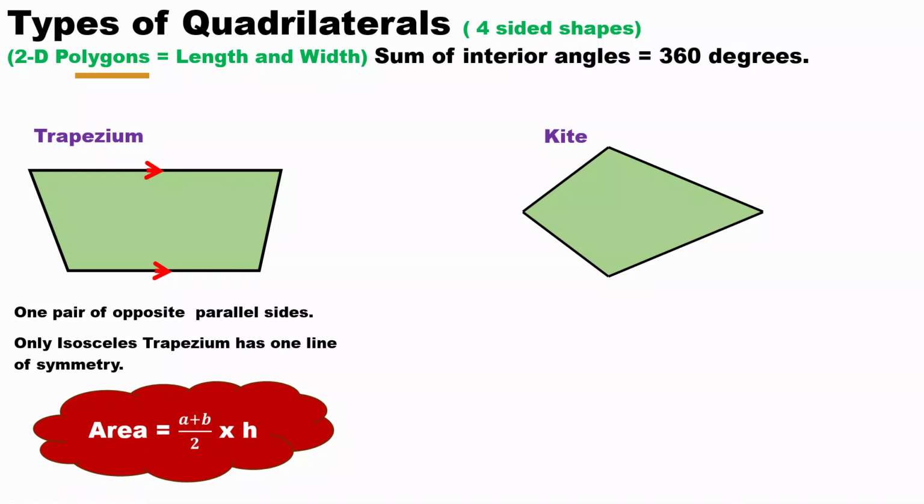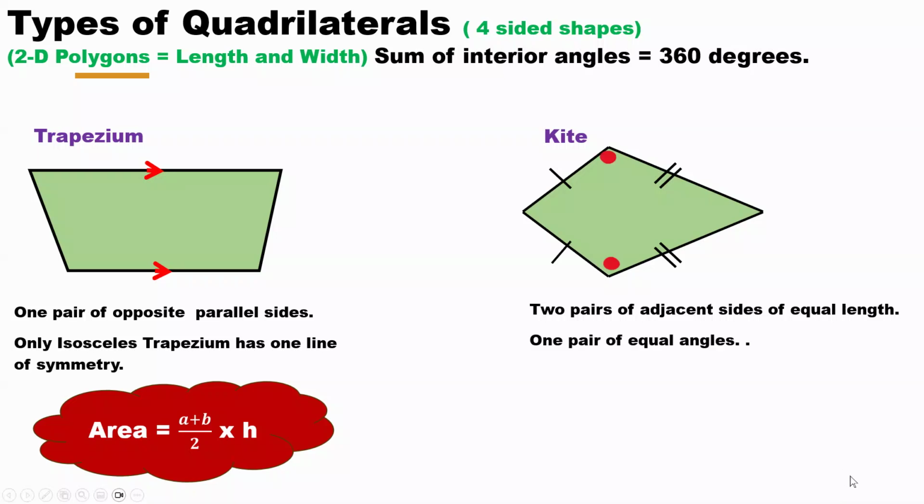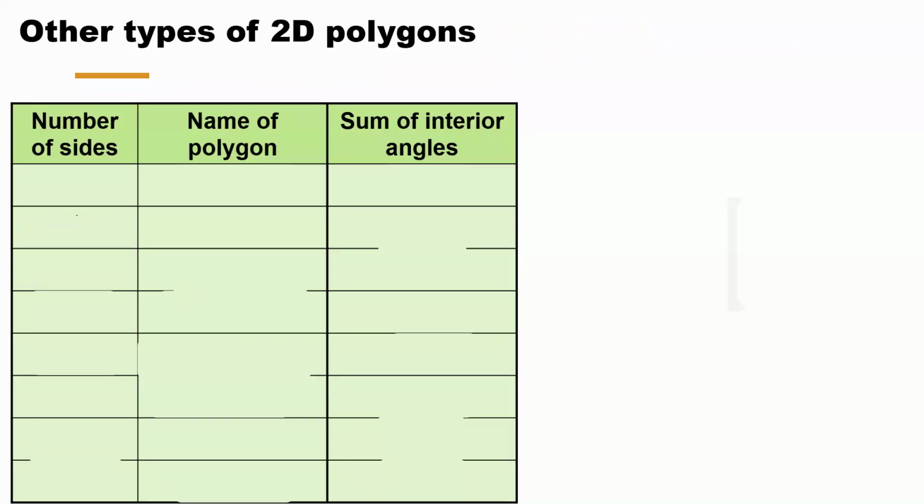The kite, two pairs of adjacent sides of equal length and one pair of equal angles, one line of symmetry. You don't need to know the area for this one.